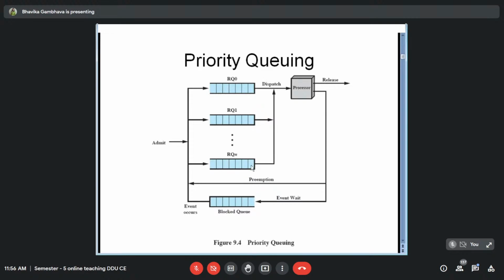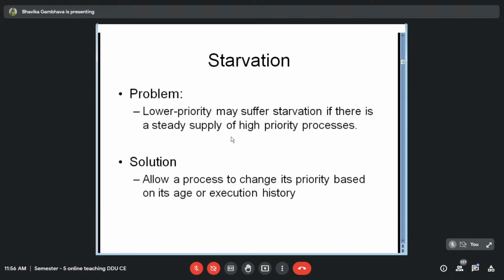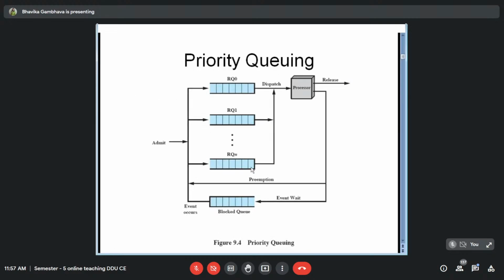Starvation means it is waiting for the resources but it is never getting the resources, and hence its efficiency is compromised. So what can be the solution for that? We can allow the process to change the priority based on the age or execution history. We can say that this process has been waiting for the last 1 minute, while these are just waiting for 1 second, 5 seconds, and so on.